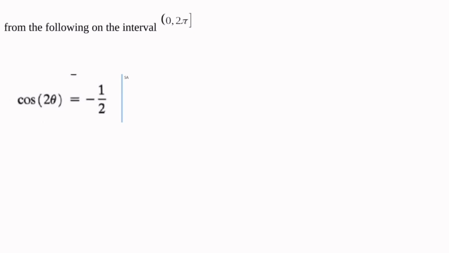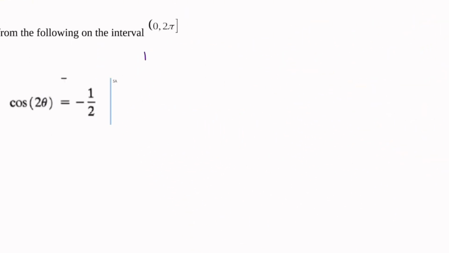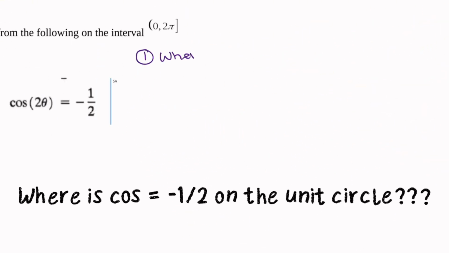Alright, so we are asked to solve this problem within the interval of 0 and 2 pi, so let's just get right into it. It's really important that we find every single solution within this interval. Ask yourself the question, where is cosine equal to negative 1/2 on the unit circle?